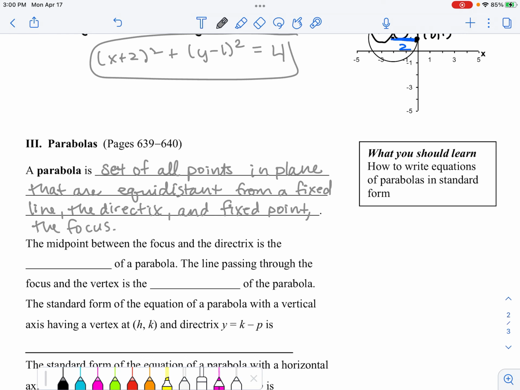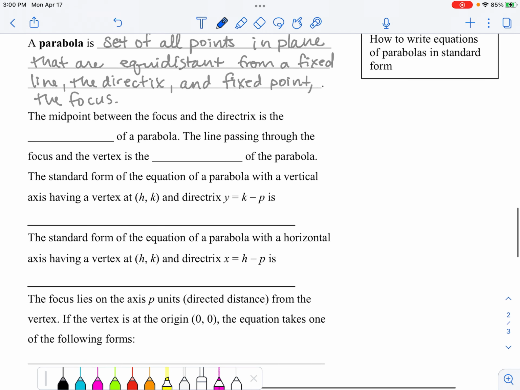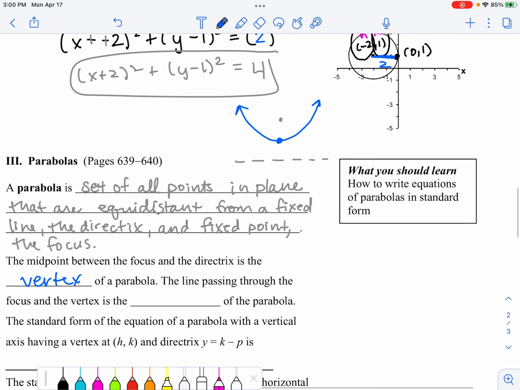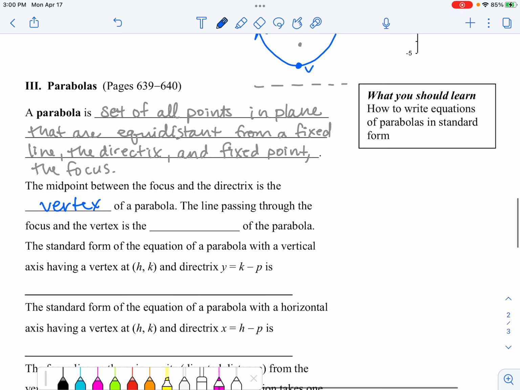So again, it looks like this. If you've got a directrix and a focus, it's the set of all the points that will be equidistant between the both of them. The midpoint between the focus and the directrix is called the vertex. And we know on the vertex is right here. The line passing through the focus and the vertex is called the axis, or sometimes we call it the axis of symmetry.